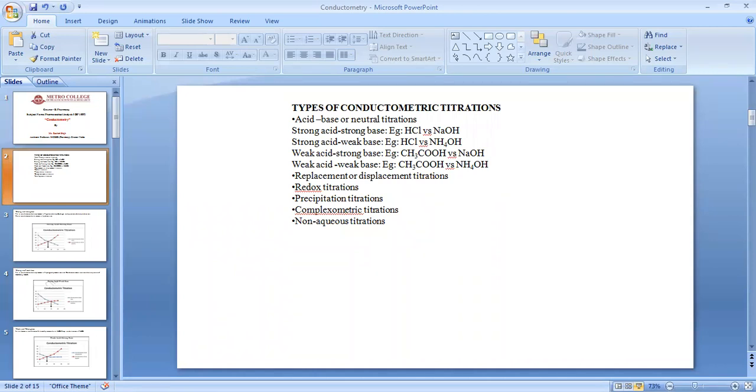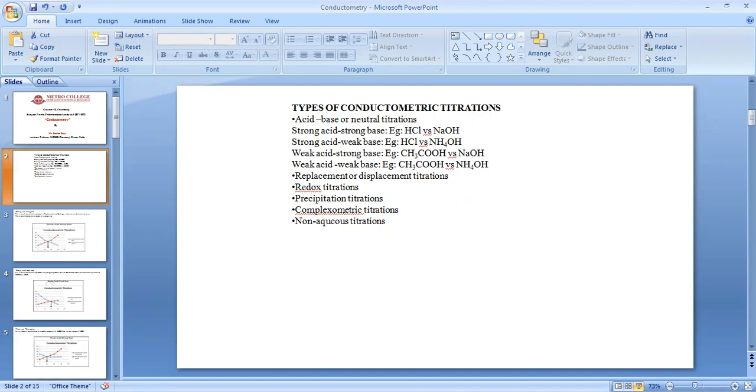If we talk about the strong acid and strong base titration, there is a fall in the conductance due to the replacement of hydrogen ion by the sodium ion. Then, after that there is an increase in the hydroxyl ion, which leads to the rise in the conductance.